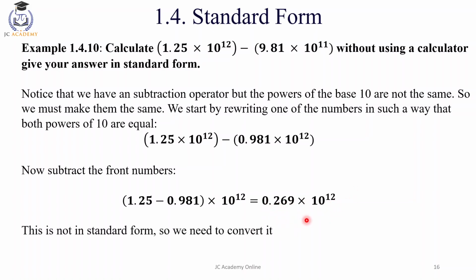Now notice here, we're not done, because this is not in standard form. This number is not between 1 and 10, so we need to move the decimal point 1 place to the right. If we move 1 place to the right, the power is going to reduce by 1. So we get 2.69 times 10 to the power of 11.